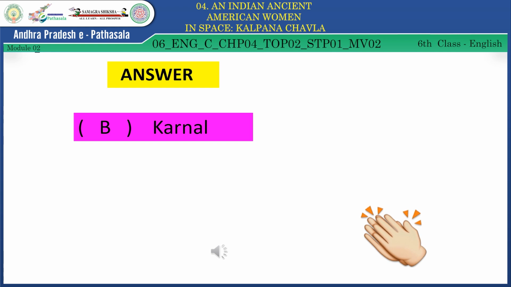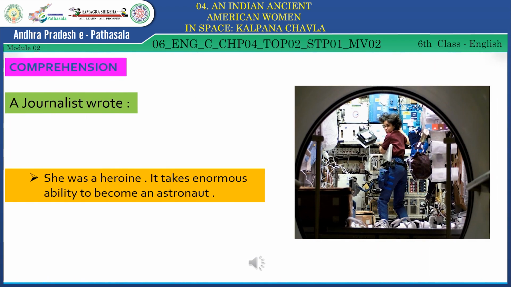Now we will have a comprehension on what a journalist wrote. Comprehension. A journalist wrote, "She was a heroine. It takes enormous ability to become an astronaut." That means a journalist wrote that Kalpana Chawla was a heroine and she had enormous ability to become an astronaut.